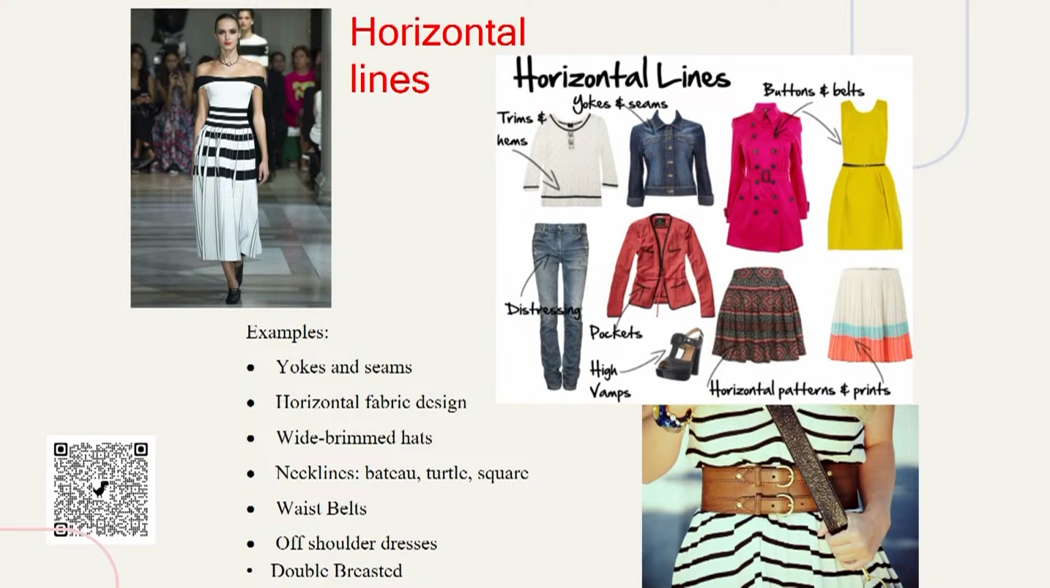Again, horizontal lines can also be incorporated through waist belts, as shown in the image below, where a brown color belt is giving an illusion of a horizontal line. Then buttons, if they are arranged in a horizontal manner, will also give the illusion of horizontal lines. So I hope from the images it is clear to you how, not just by printed patterns but by other garment constructional methods also, you can represent horizontal lines.